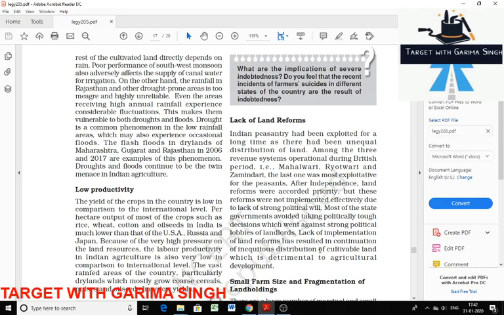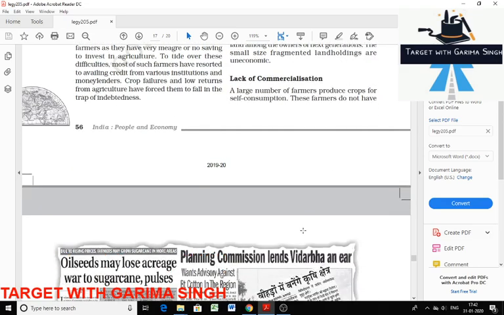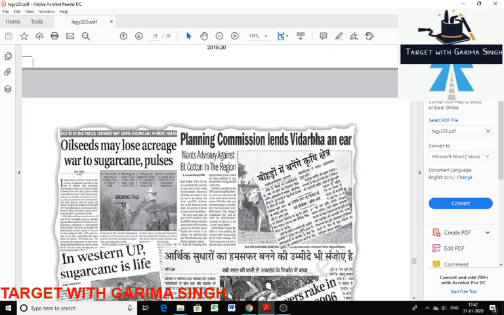Then degradation of cultivable lands. After the Green Revolution, degradation has started in India. Excessive use of irrigation and chemical fertilizer leads to degradation of land and problems like waterlogging and salinization. Fertility of land is also decreasing day by day. These are the reasons for degradation of cultivable lands. Now we will discuss the questions and answers of this chapter.